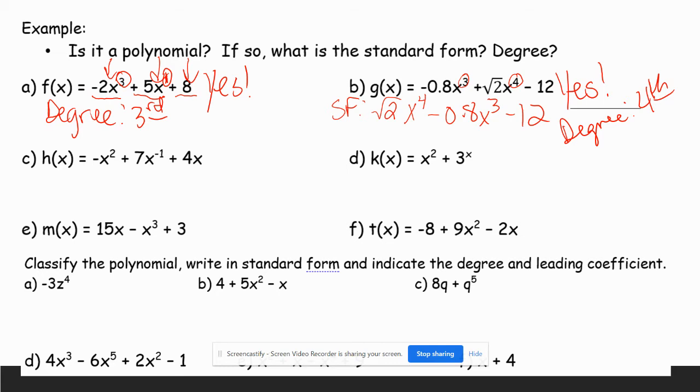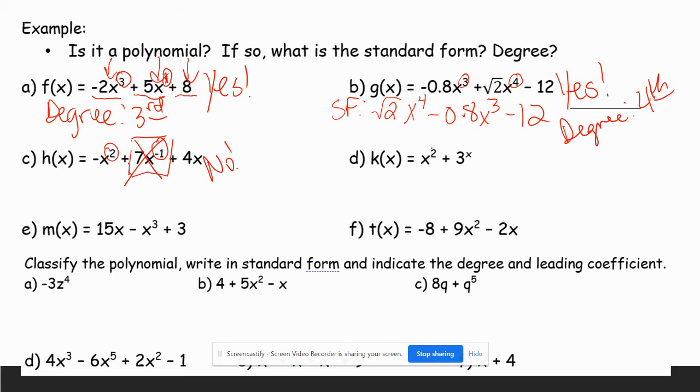Example C, we have x squared and x to the negative first. Well, this right here is not a positive whole number. And so because that is not a positive whole number, this is not a polynomial, and I don't need to worry about standard form, degree, or anything else.